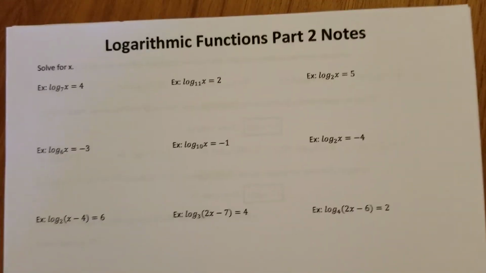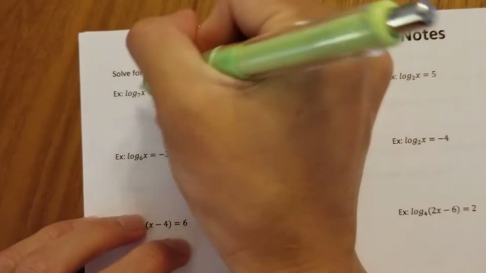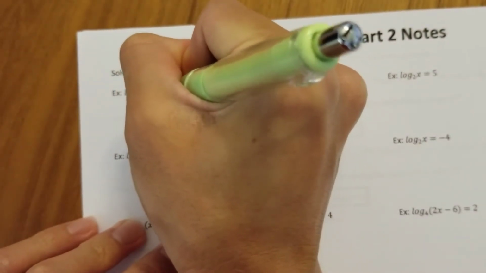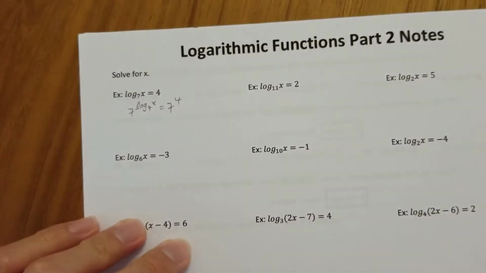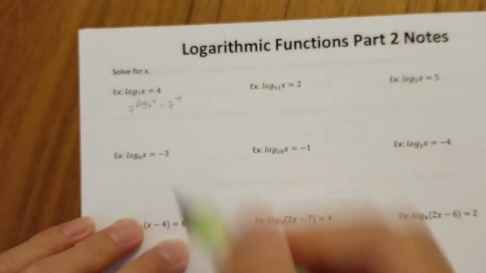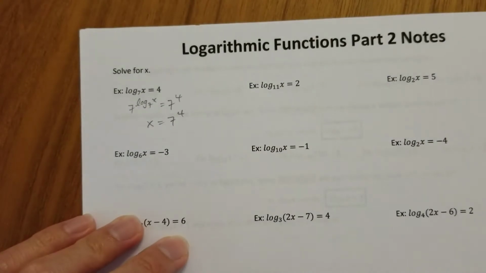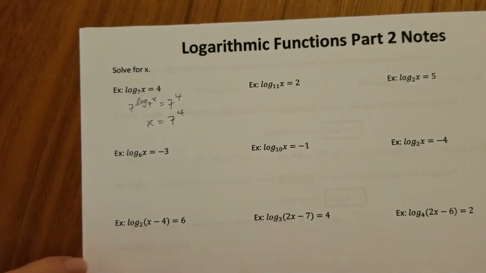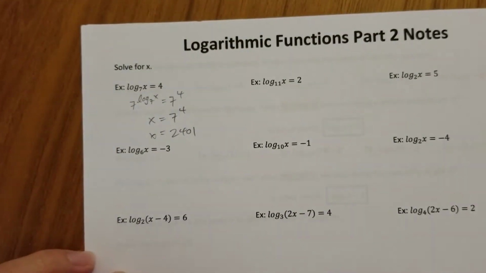Next I'm going to show you some examples. Solve for x. Since I have a base of 7 here, this is 7 raised to log base 7 of x equals 7 raised to the 4th power. This part just turns into x, so x equals 7 raised to the 4th power. And if you do that correctly, x is going to equal 2,401.